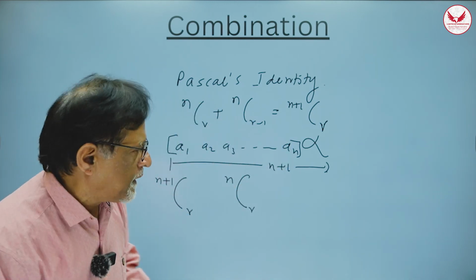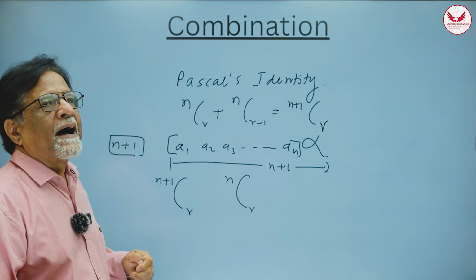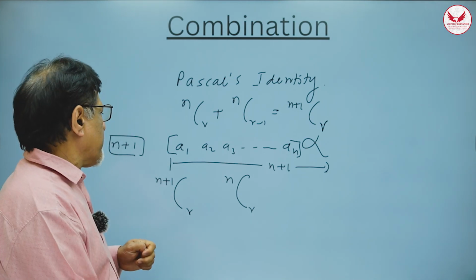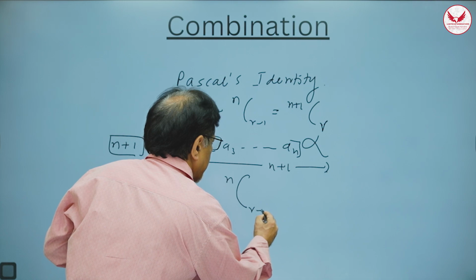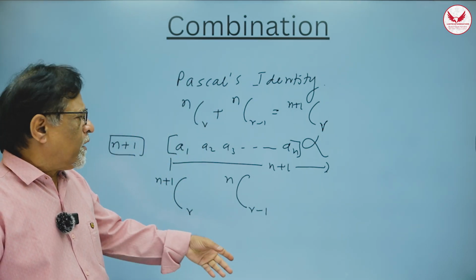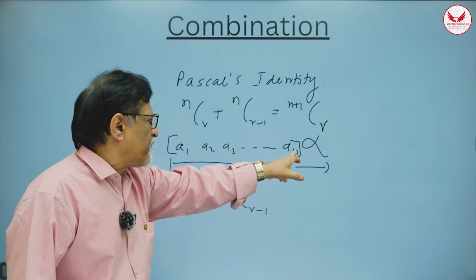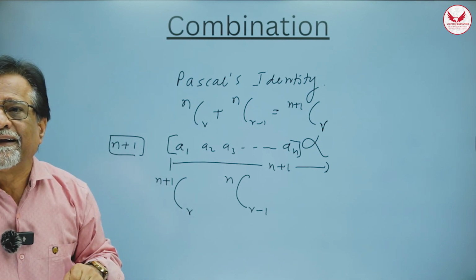That's common sense. Okay. So if alpha is already selected, that means I have to select only r minus 1 objects. Out of what? N. Correct? So r minus 1 objects out of n. Here alpha is already selected. Out of n plus 1 objects, alpha is gone. So there are only n objects left. Out of that, I am selecting r minus 1.